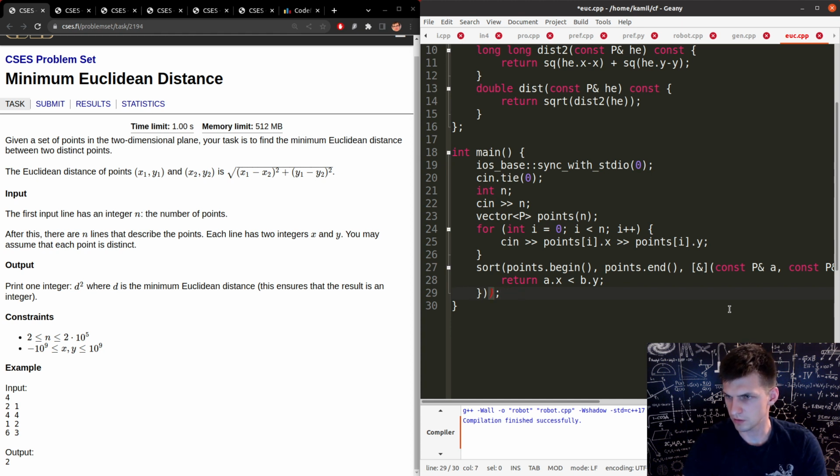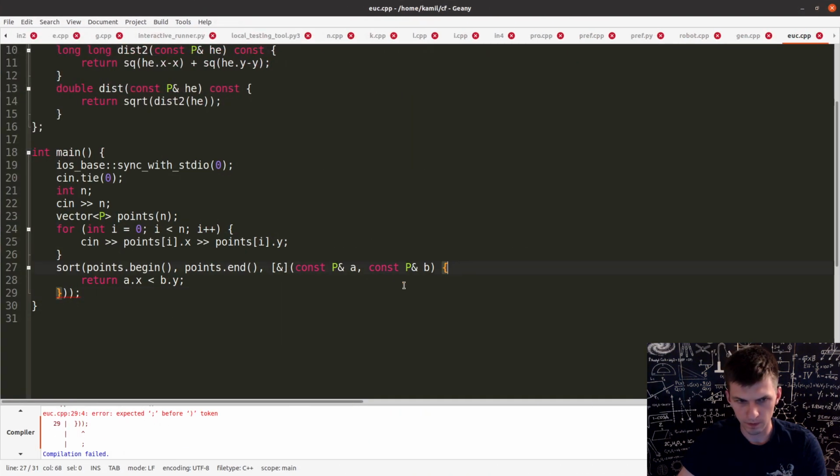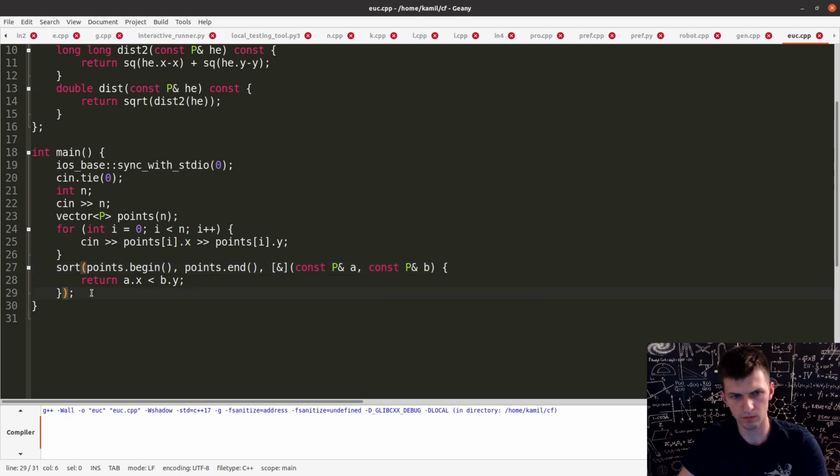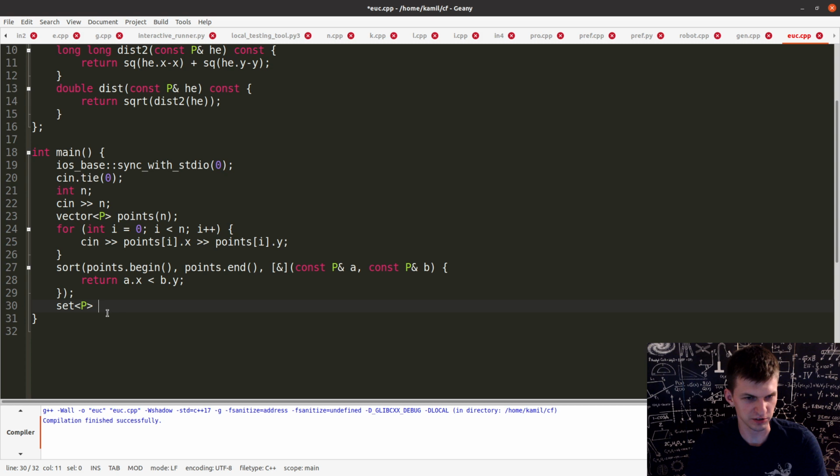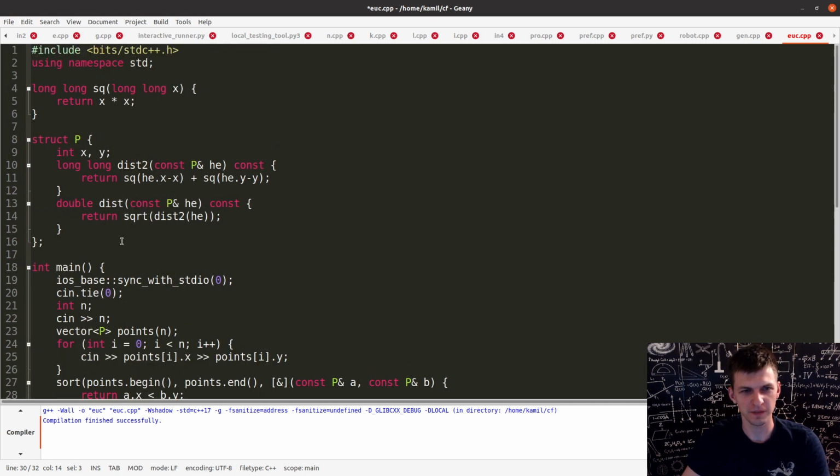Okay, I messed up. We sort from left to right. We also create a set of things sorted by Y. Let's just call this set set. Did you know that you can call a set set?